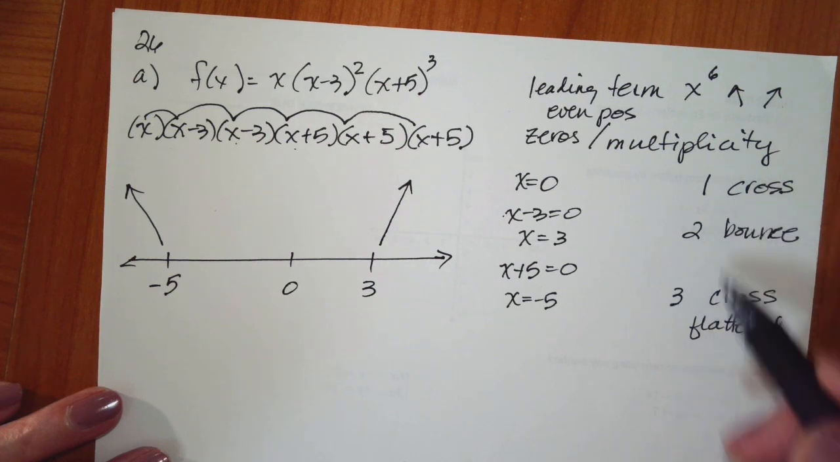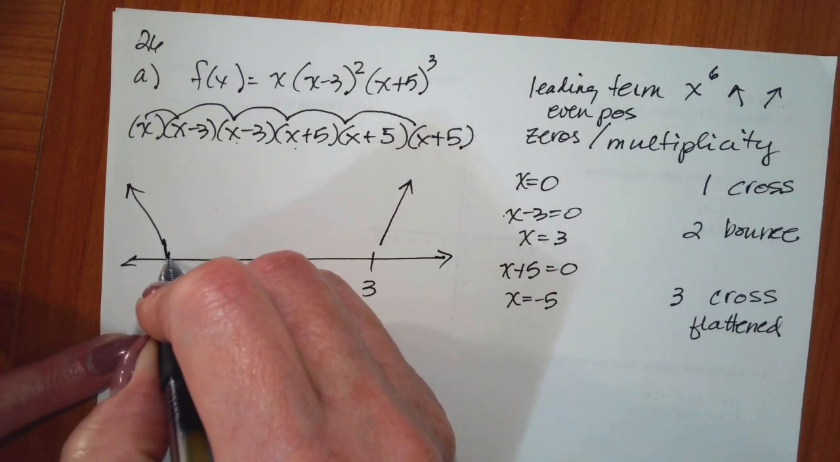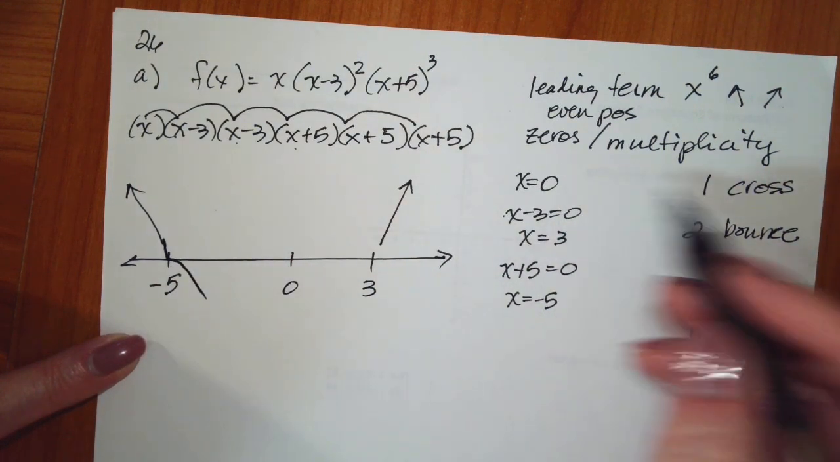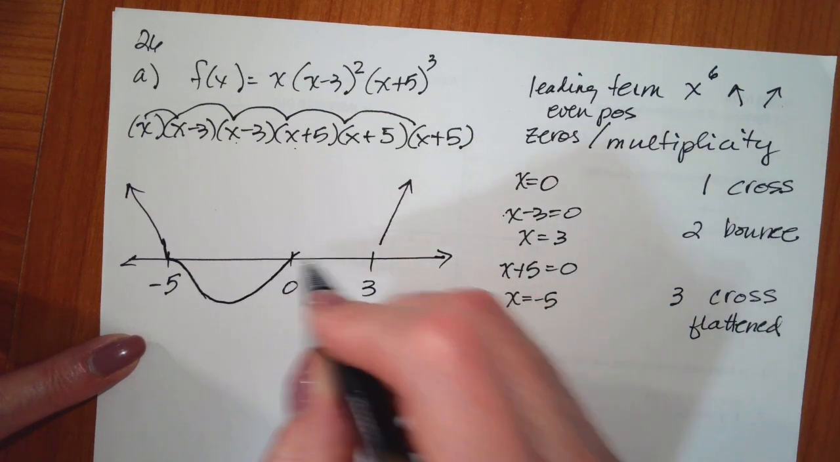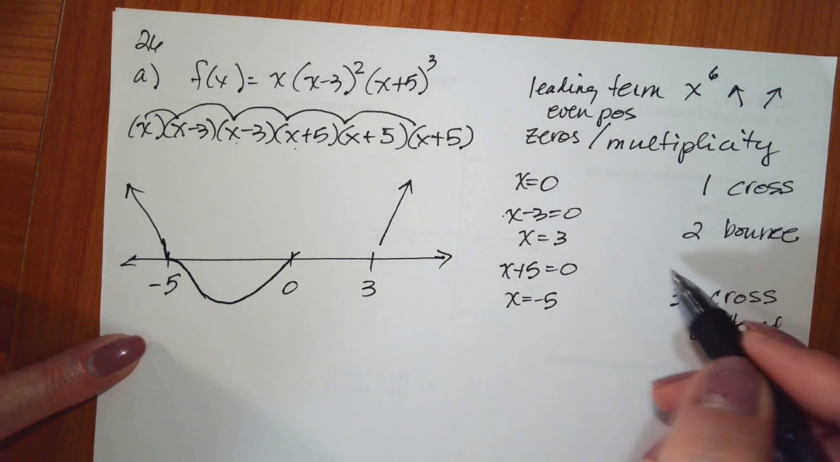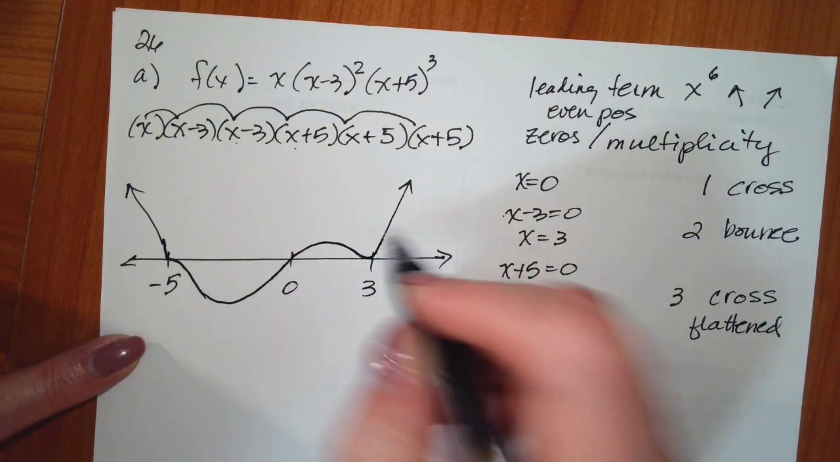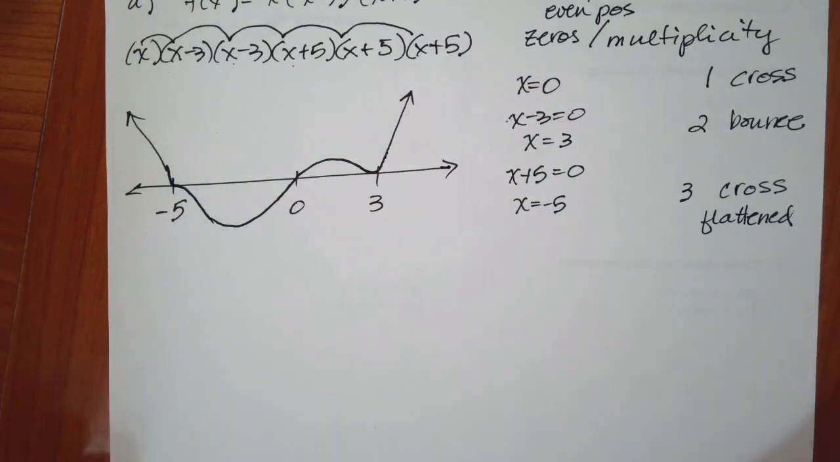Okay, so let's see here. At negative 5, it's going to cross, but it's going to flatten out a little bit. So it's going to look something like that. At 0, it's going to cross, and then at 3, it's going to bounce. So it's going to touch this and then turn around and go that way. And that's all you need in order to graph that.